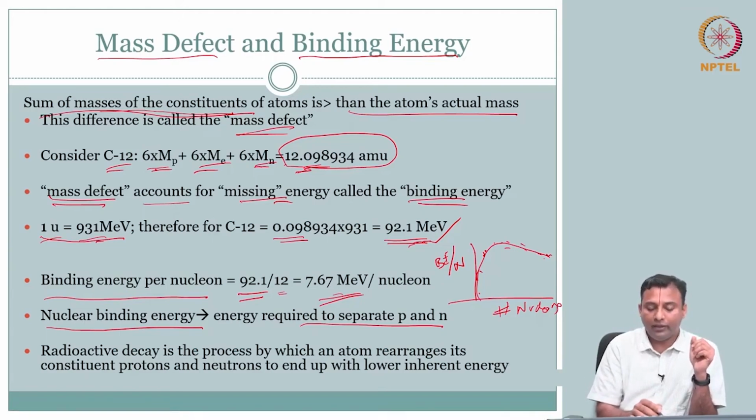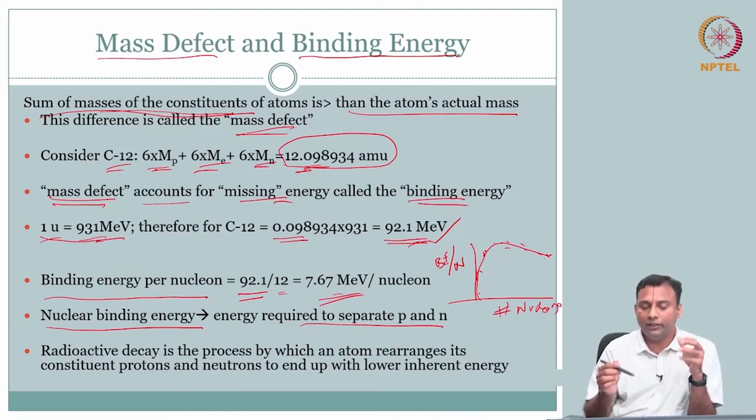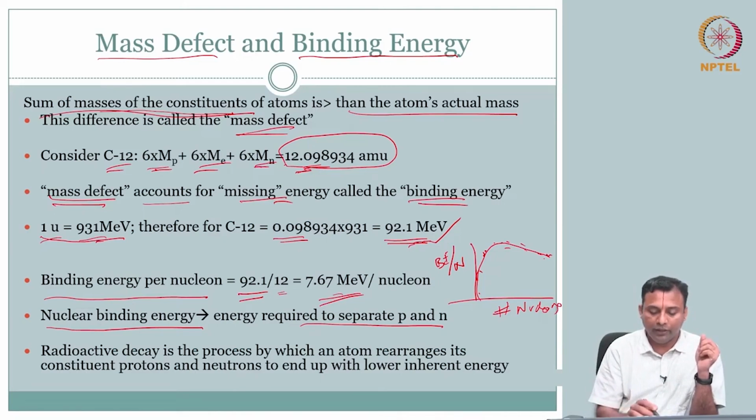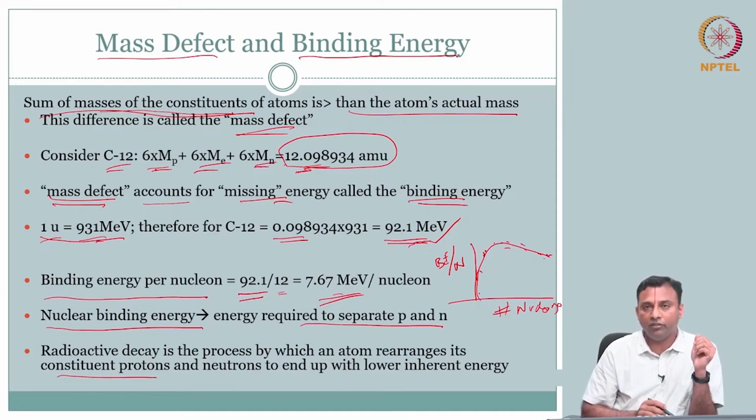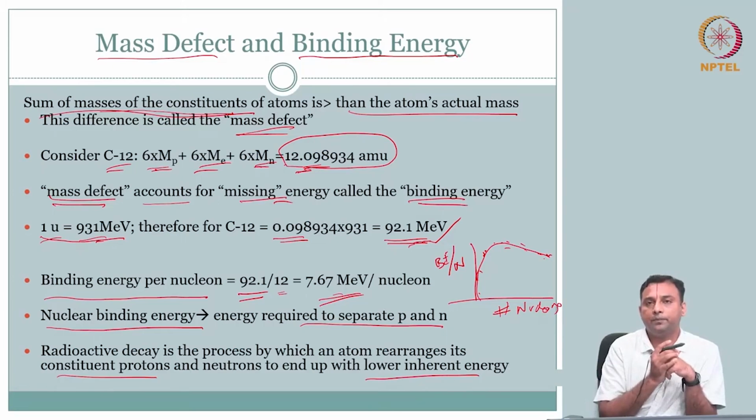So radioactive decay can be thought of as the process in which you have an unstable nucleus, and it has to rearrange itself so that it comes to a lower, inherent ground state. There is this rearrangement in the nucleus so that you get to a lower energy state. If it is unstable, it will become stable by shedding out the excess energy.